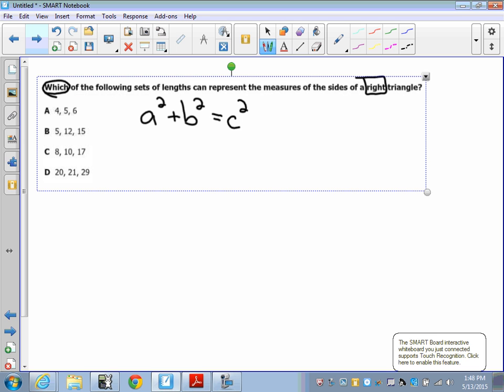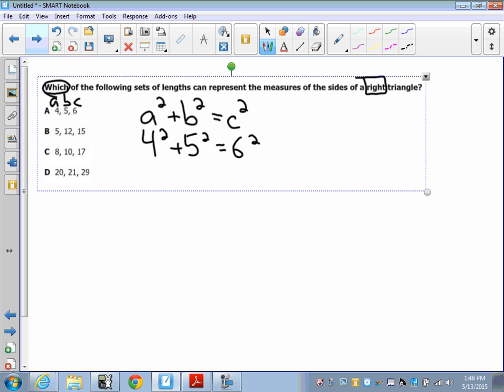So remember, c has to be the biggest side. So if we try the first one, that's going to be a, b, and c. So does 4 squared plus 5 squared equal 6 squared? The answer to that is no, so A is not the correct answer. So let's try a, b, and c again. Remember, c has to be the biggest one. Does 5 squared plus 12 squared equal 15 squared? Again, no. If you're unsure, we can do it in the calculator.